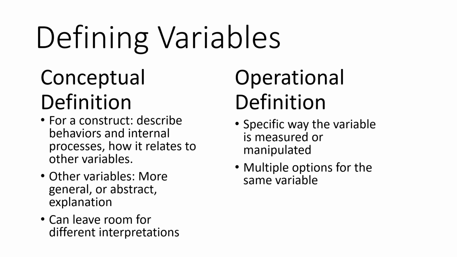Those types of definitions don't work for research, though, because they can be interpreted differently. Given that, research uses what's called an operational definition, a definition of the variable in terms of precisely how it is to be measured. There are often multiple operational definitions that can be used for the same variable.